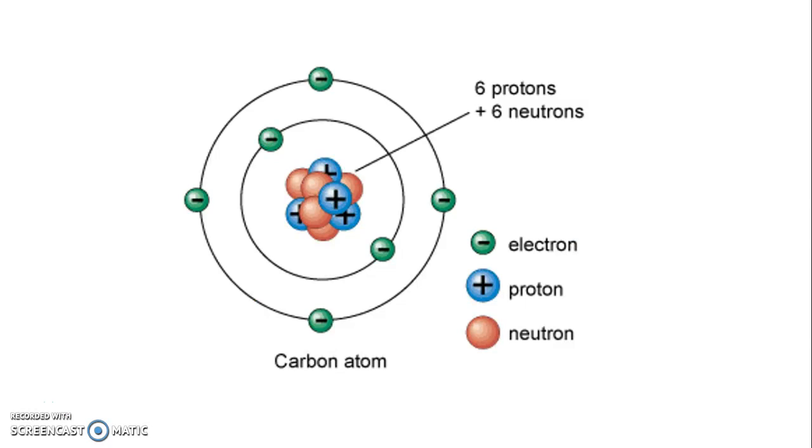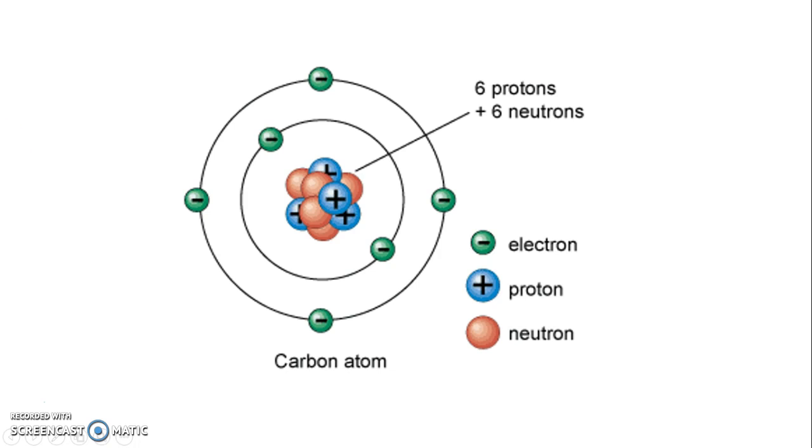This is a standard understanding of the atom that you're probably aware of. We have protons and neutrons in the nucleus, and then electrons circling around the outside. For the purposes of Year 10 chemistry, we're going to call this the Bohr model of the atom, and you are going to be required to draw these for yourself.